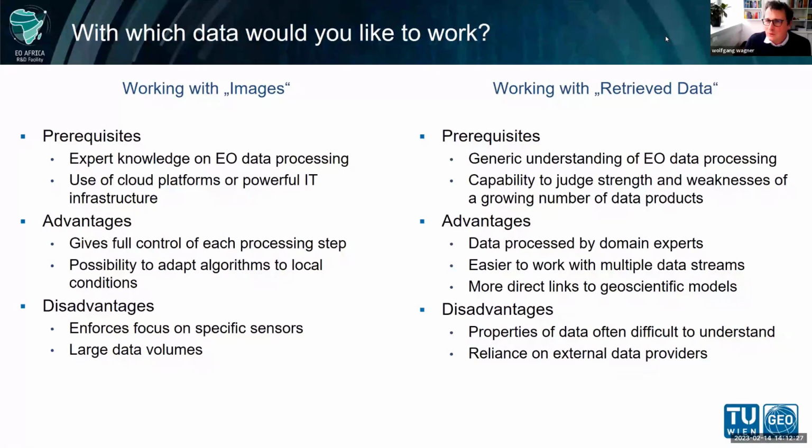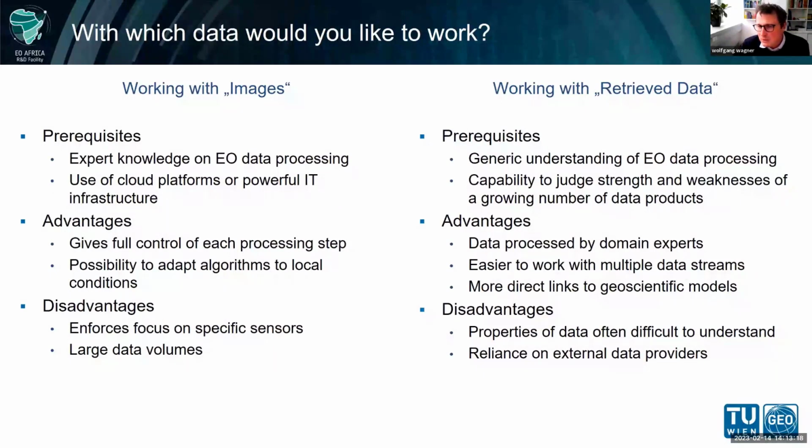The alternative approach is that you work with retrieved data, so level 2 data or maybe even higher level data. In this case, the prerequisite is that you have a generic understanding of what Earth observation data is, and you must have a capability to judge the strengths and weaknesses of each data stream. The advantage of that approach is that you essentially access data that are processed by domain experts. They will work on a global level, but they have very specific knowledge on the sensor. They maybe cannot tune the algorithm so nicely on the local scale, but they have an overall very good understanding of the strengths and weaknesses of each sensor.